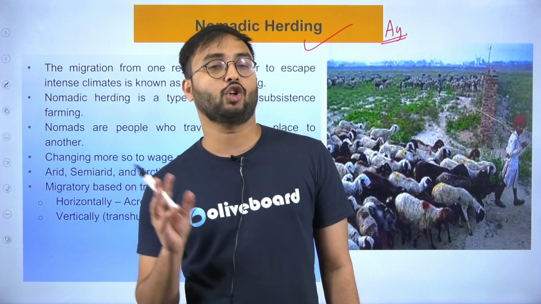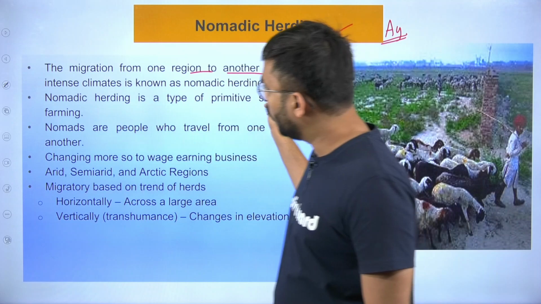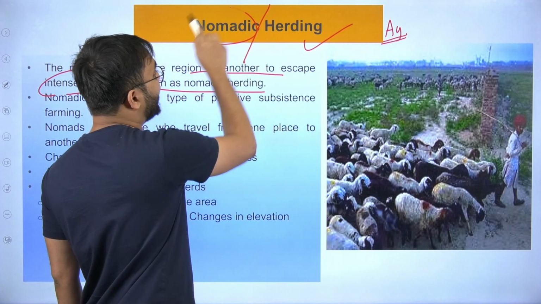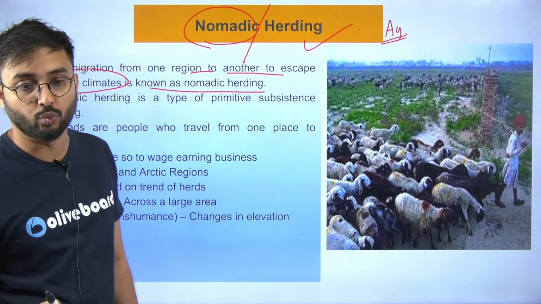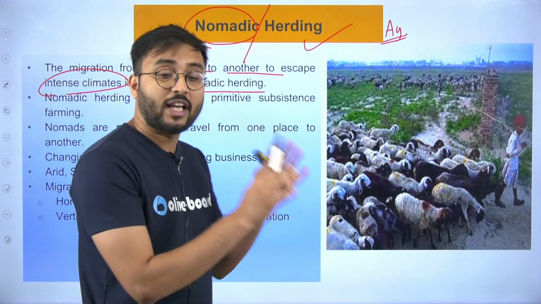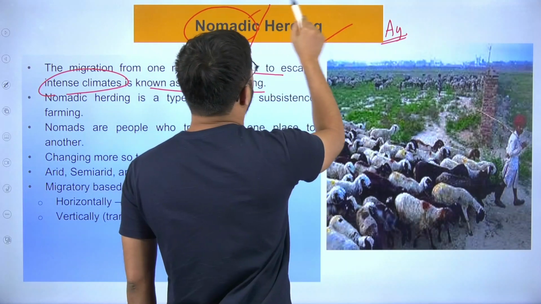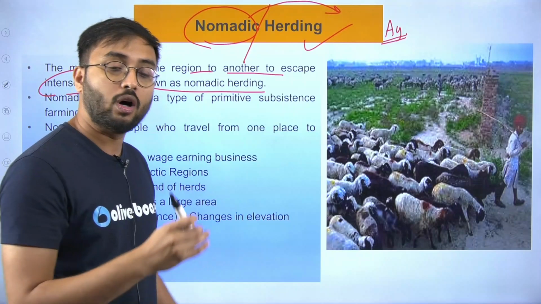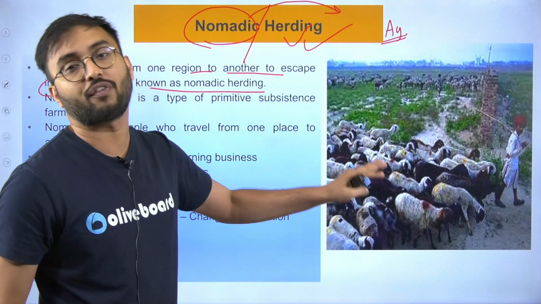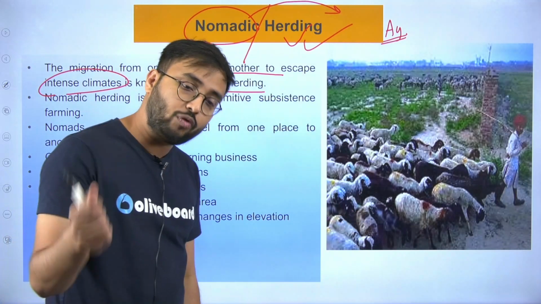Okay, so this migration of people from one region to another to escape the intense climate is known as nomadic herding. Nomads are the people who move from one place to other, whose settlement is not fixed. And herding is nothing but along with their movement, they also do animal husbandry, the occupation of looking after different herds of animals. It may be sheep, goat, cattle, poultry, etc. But they move from one place to other.